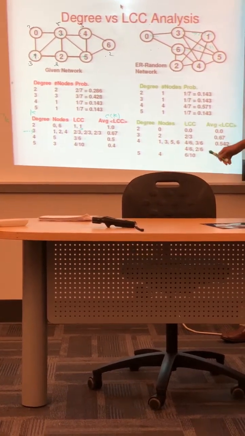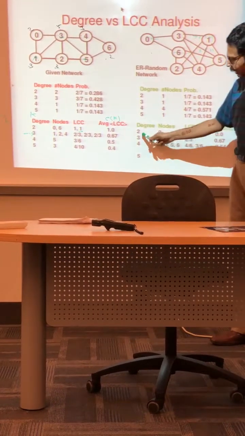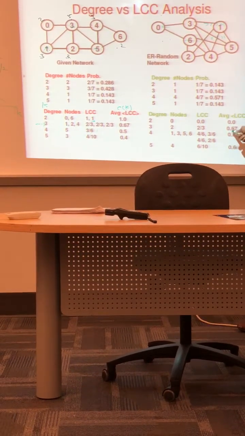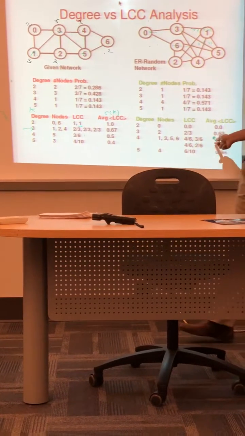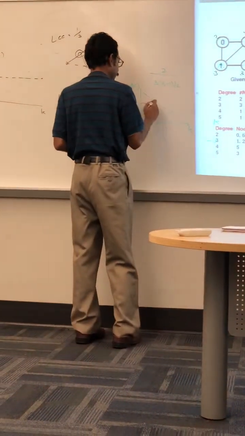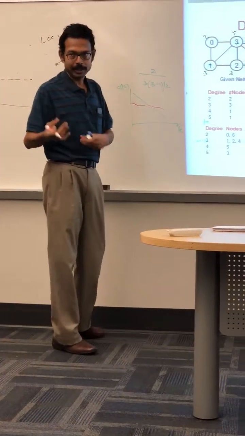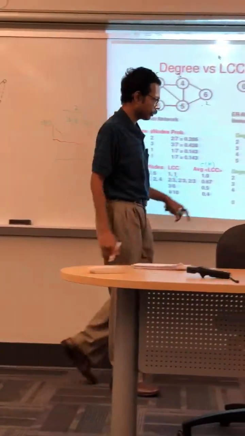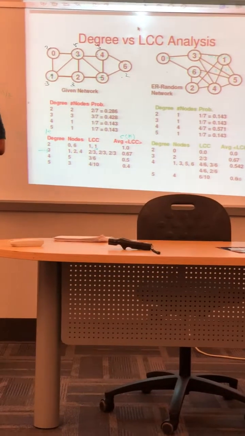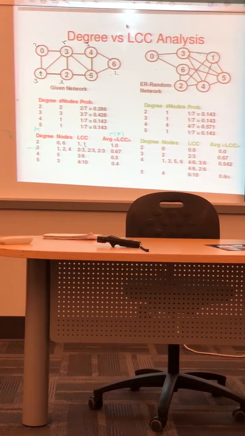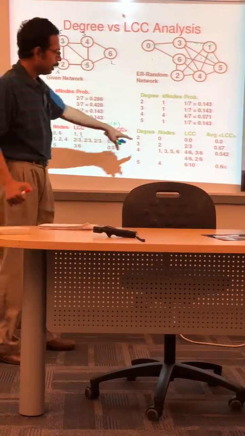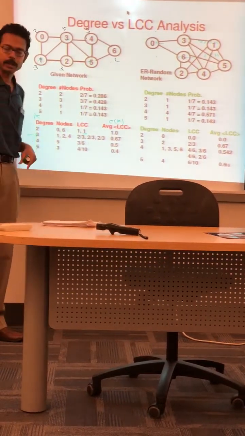So you see that even though the degree increases, the average local clustering coefficient, C of k, remains more or less the same. If you plot this, it is going to look almost like a horizontal line. This is a small graph, so you cannot really expect a perfect horizontal line, but the values are very close to each other. This is what we want to quantify, to what extent this is expected of a random network, and this is expected of a real world network.